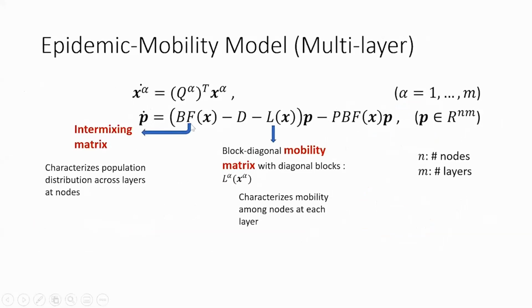Now, we see here two matrices. One is the intermixing matrix and the other is the mobility matrix. These matrices determine the coupling, and they characterize the population distribution across each layer at a node, and also depend on the transition rate at which the individuals are moving from one node to another.